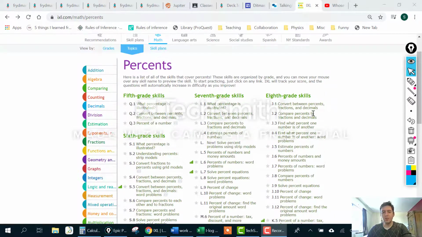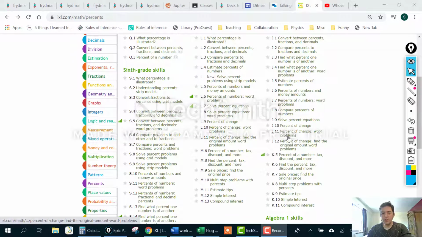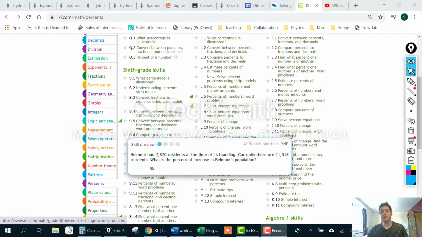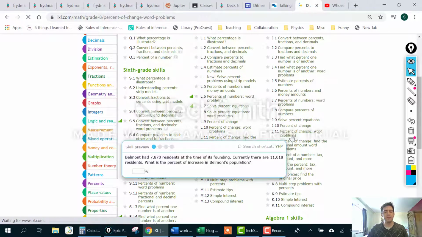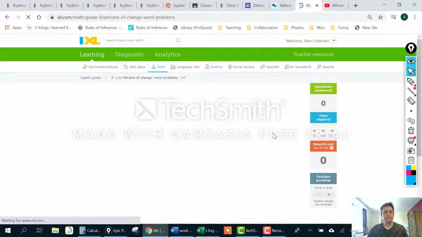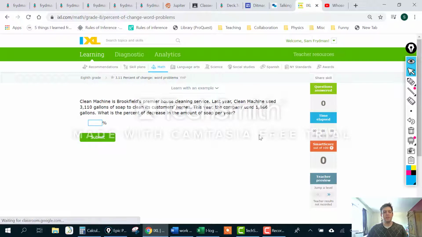Hi everybody, let's do IXL 8th grade J11 percent of change word problems. I believe some of these are find the percent of change problems, and some of the others are what I call find the new value problems. So you have to read the problem and figure out which kind of a problem it is.